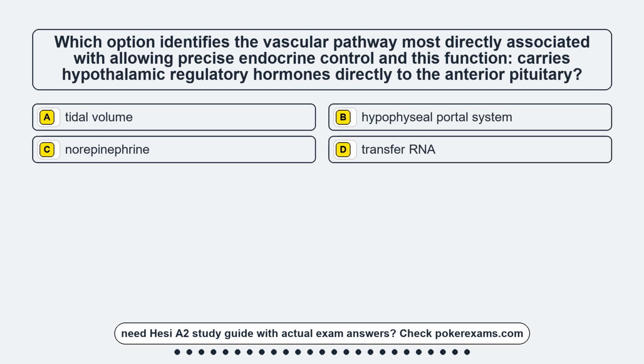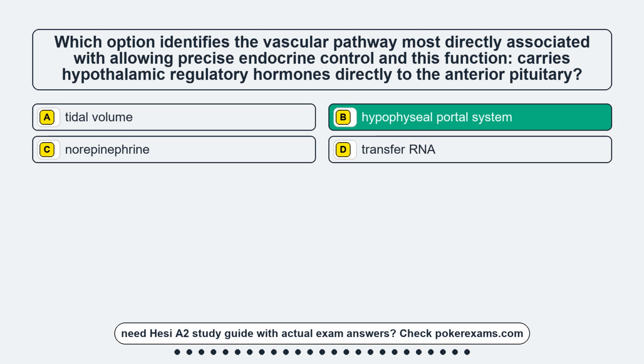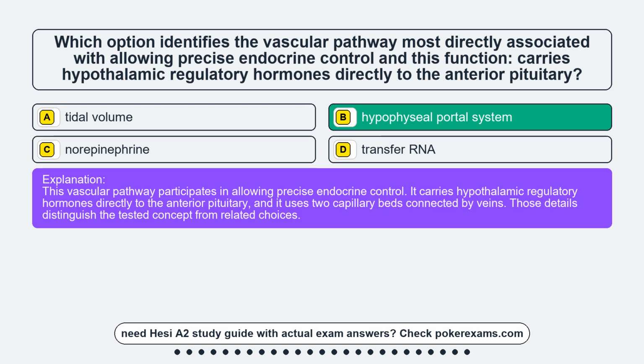Question 7. Which option identifies the vascular pathway most directly associated with allowing precise endocrine control in this function? Carries hypothalamic regulatory hormones directly to the anterior pituitary. Option A, tidal volume. Option B, hypophyseal portal system. Option C, norepinephrine. Option D, transfer RNA. The correct answer is option B, hypophyseal portal system. This vascular pathway participates in allowing precise endocrine control. It carries hypothalamic regulatory hormones directly to the anterior pituitary, and it uses two capillary beds connected by veins. Those details distinguish the tested concept from related choices.